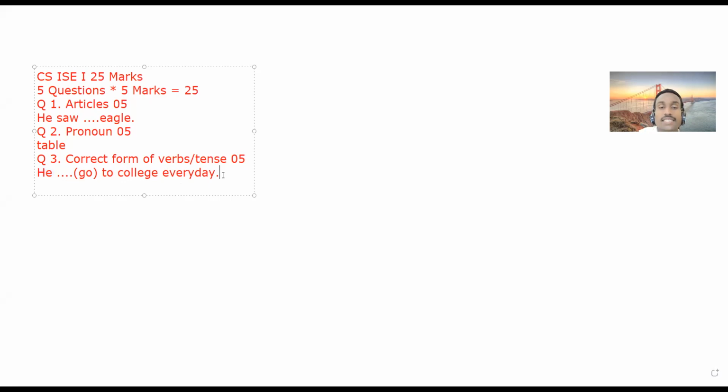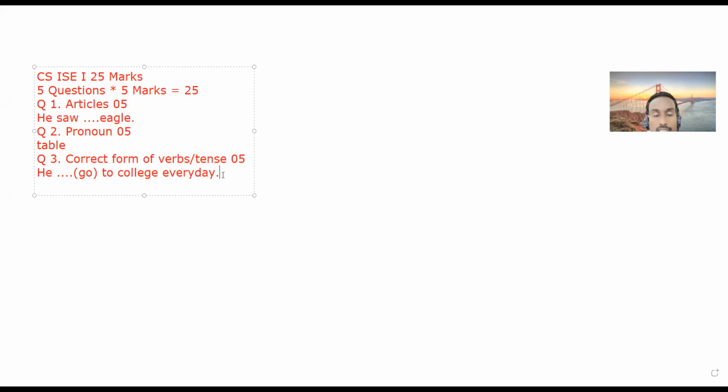So such sentences will be there, 5 sentences, and if you use 5 correct verb forms, you will get 5 marks here. And that can be different. Now I give you just an example. It can be any other tenses or any other verb forms that you are expected to use.